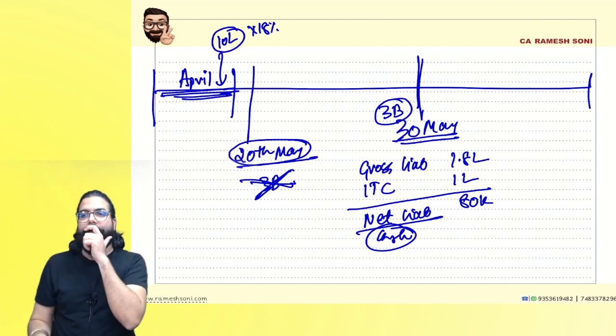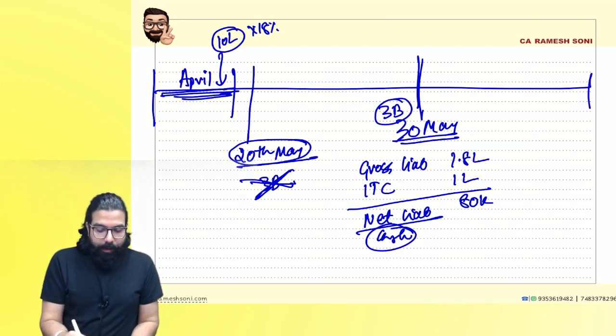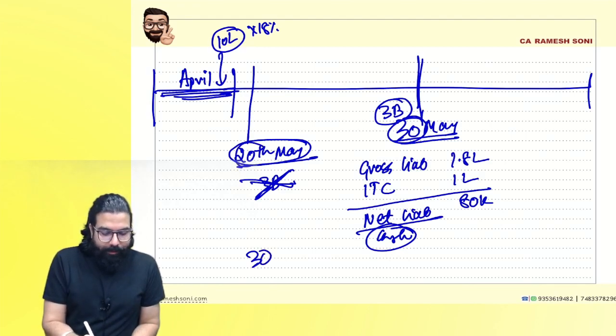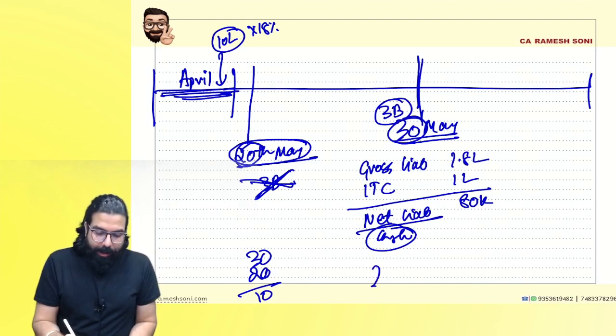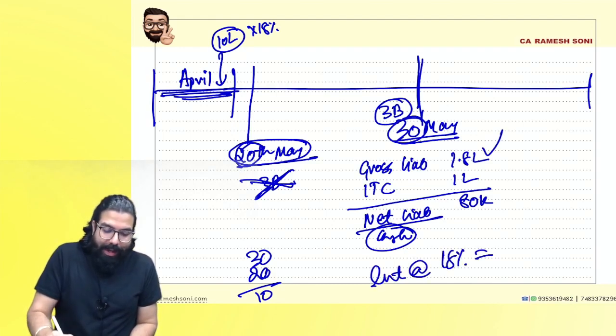How many days of delay? Sir, how will you calculate? 30 minus 20, 10 days of delay, correct? Are you liable to pay interest? Interest at the rate of how much? 18% on what amount? 1 lakh 80 or 80?